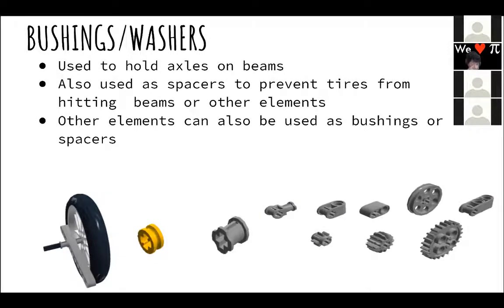Bearings and washers. Washers and bearings are used to hold axles onto beams. As you can see, the yellow and the gray bushings are used to keep axles in place. Otherwise, the axle is going to keep sliding, and we don't want that. Other elements such as bushings, gears can be used to transfer motion in different directions and make things more complex.